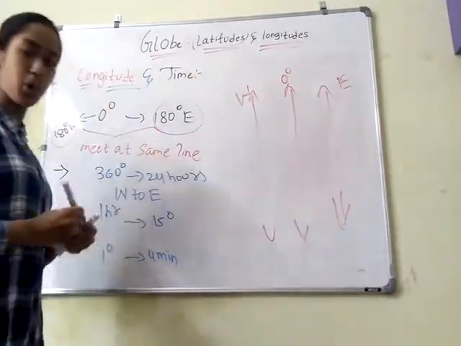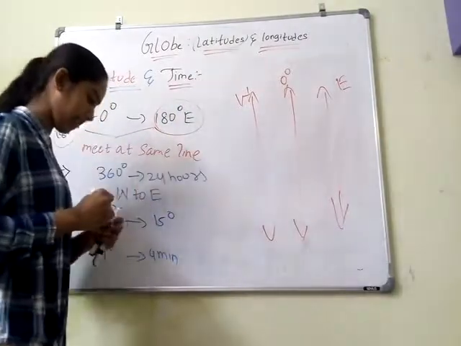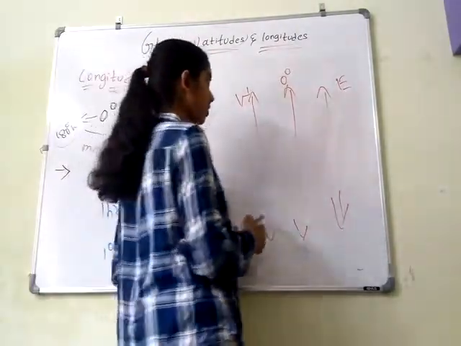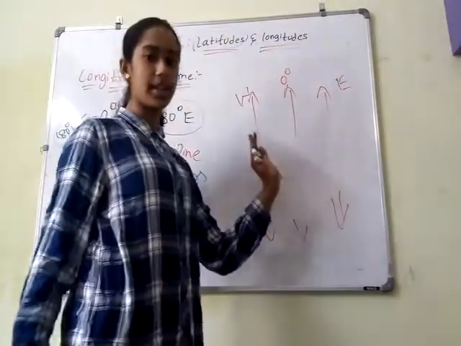So now I am going to introduce longitude and time. So this is the 0 degrees meridian, or the prime meridian, that is 0 degrees longitude.